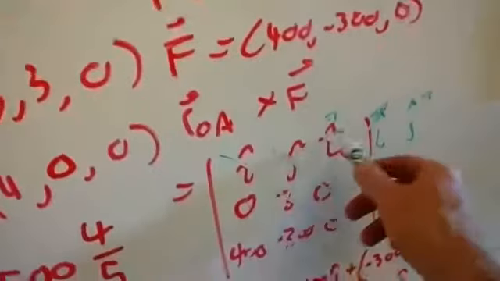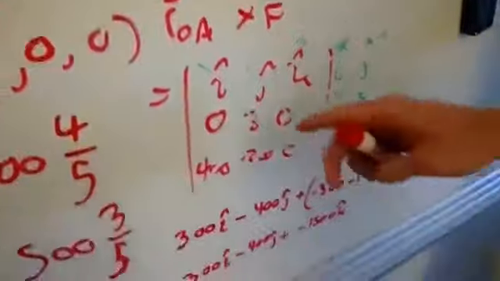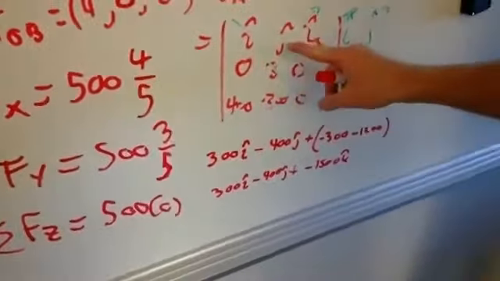This matrix has a row of i, j, k on it, a row of the r vector on it, and a row of the F vector on it. So it'll just be the same thing, but we just have to find out what the answer is.